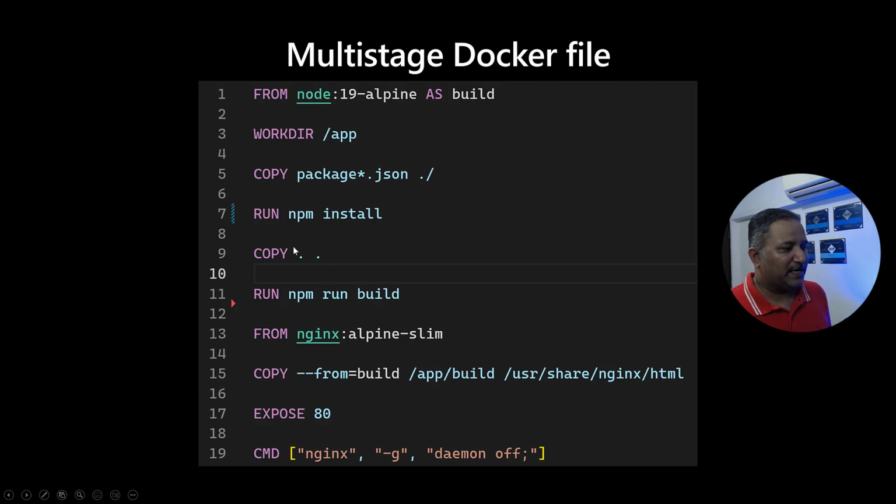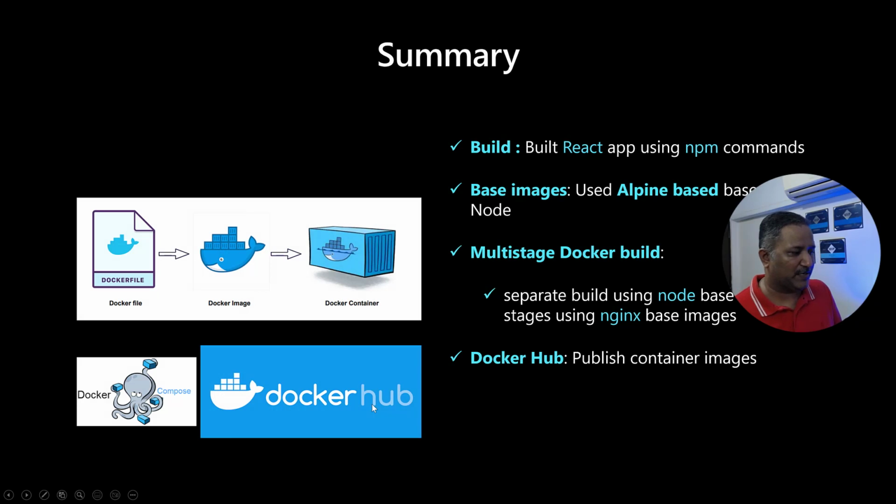Once the output of the application is ready, we use a different image as a base image for the target deployment environment. In our case, we are using Nginx, again an Alpine based slim image, and we copy the build output from the previous stage, which is named build here, from the location app build. That is where we copied the output of our application, and we copy that into the HTML folder. Then we expose it on port 80, and we also have a startup command.